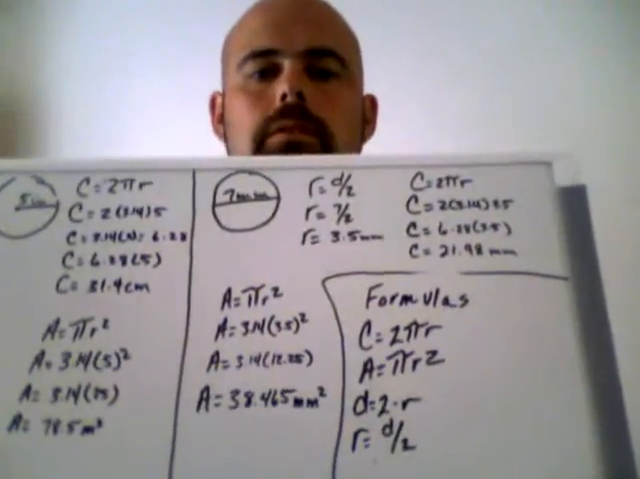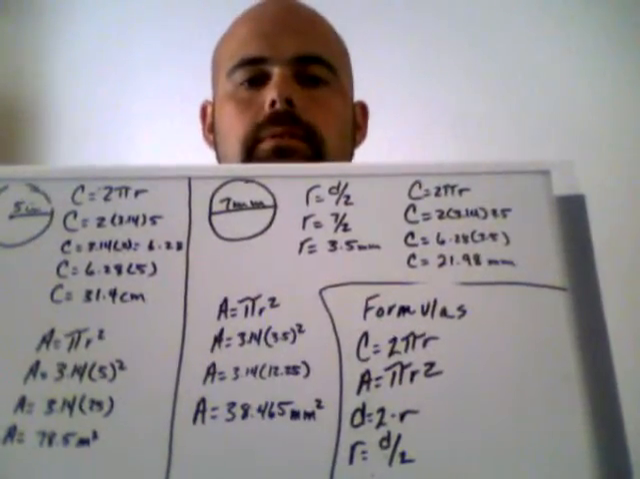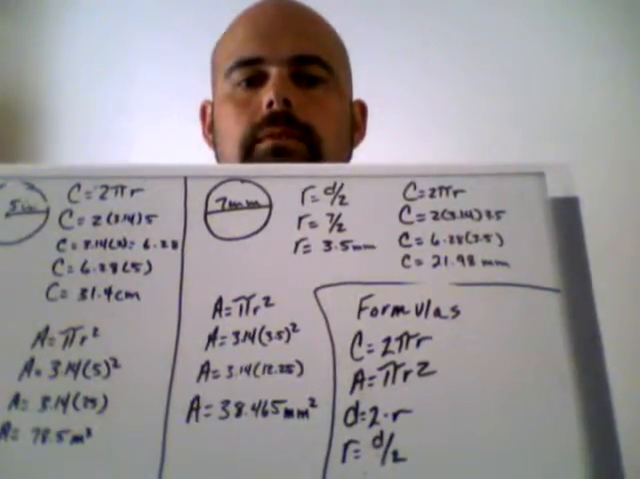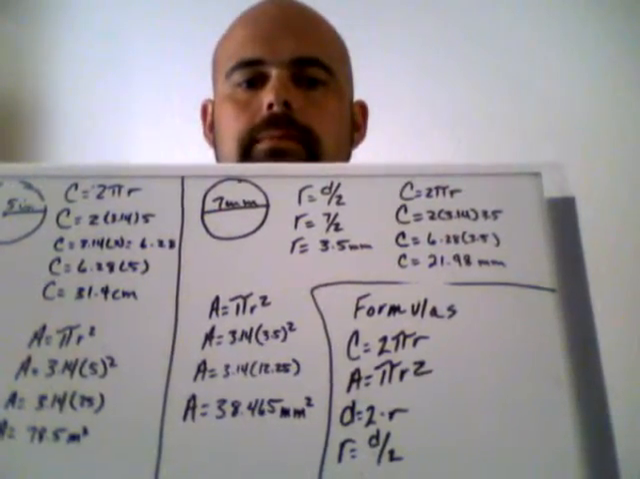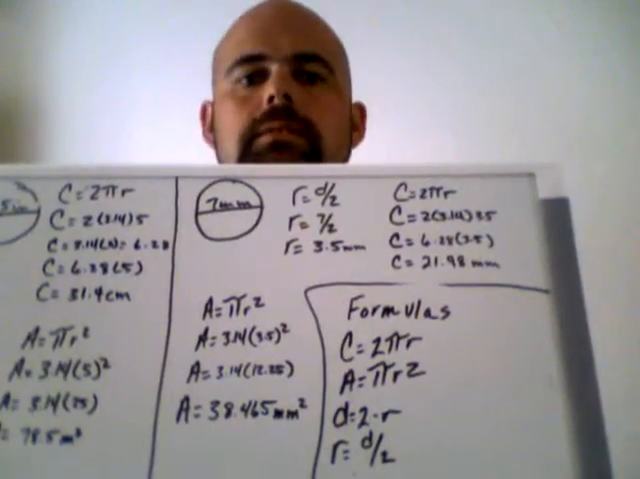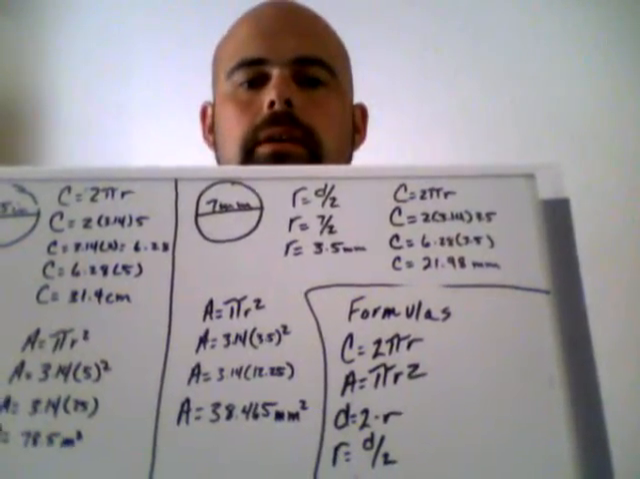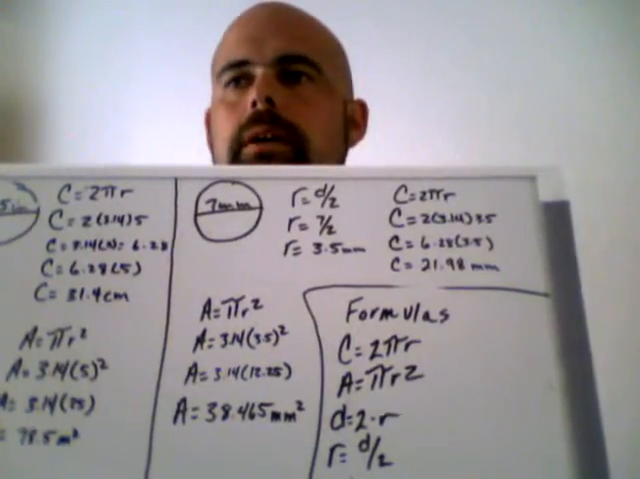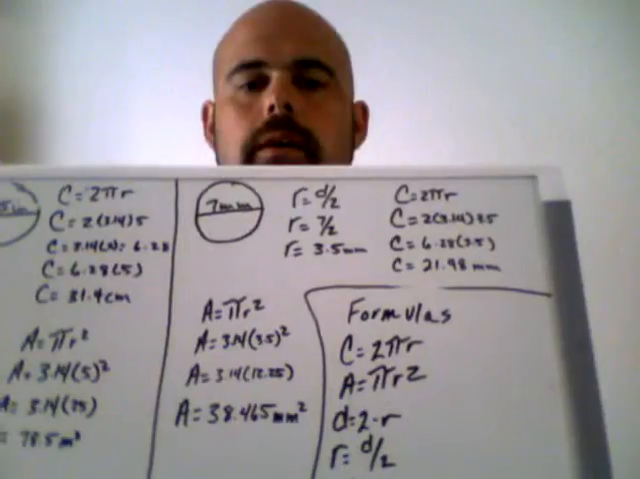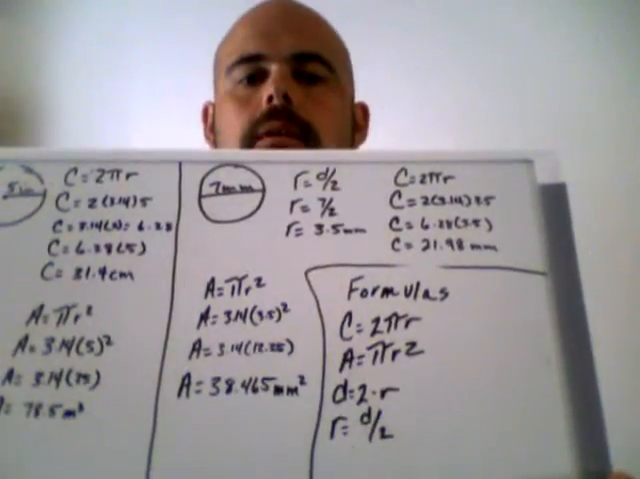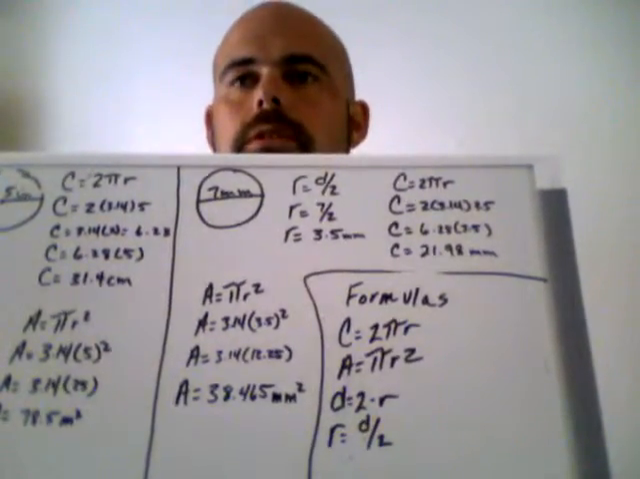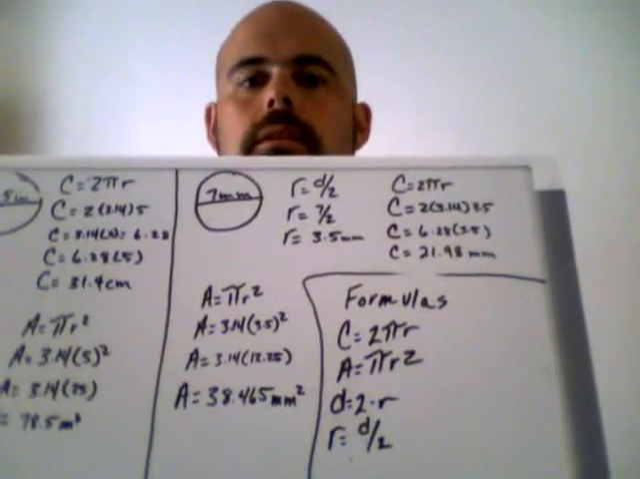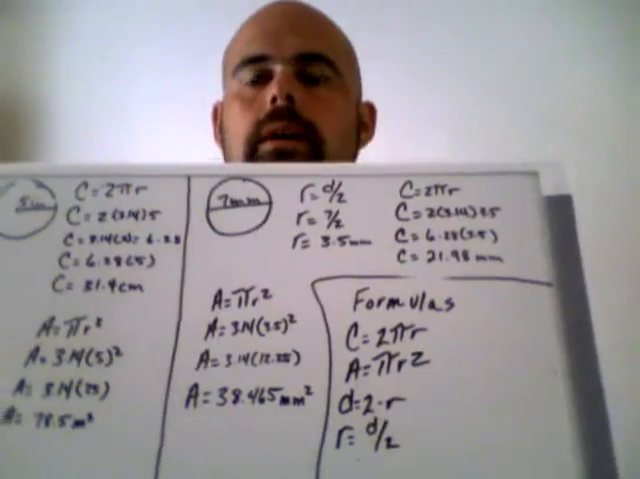Okay? So our formulas are for circumference 2 times pi times r, which is 2 times 3.14, whatever the radius is. Area is 3.14 times the radius squared. So area is pi times r squared. To find the diameter is just 2 times the radius. And to find the radius, it is just the diameter divided by 2.